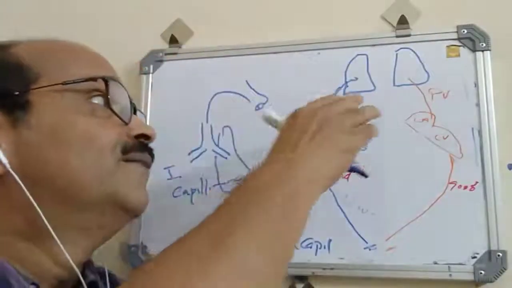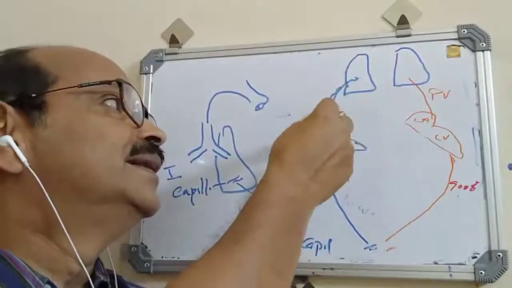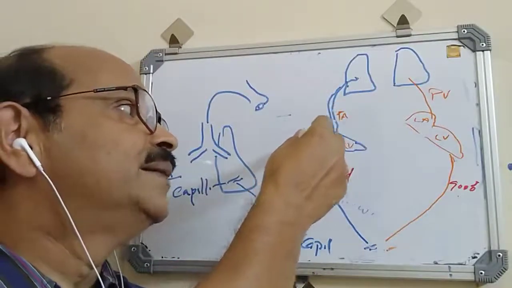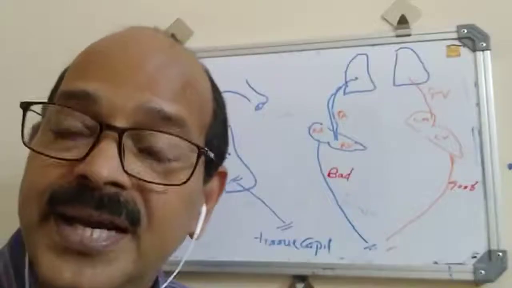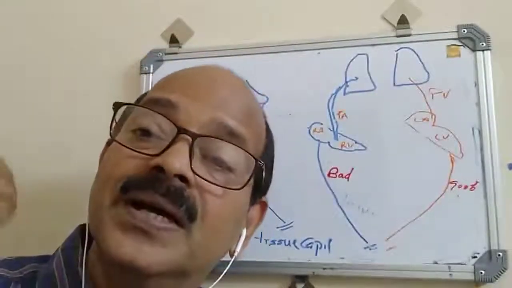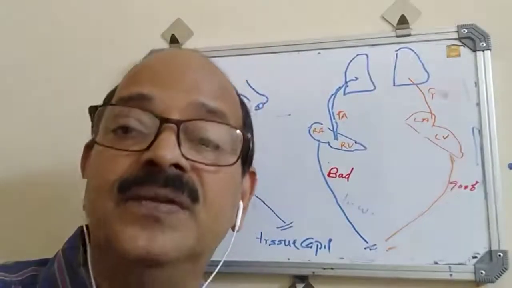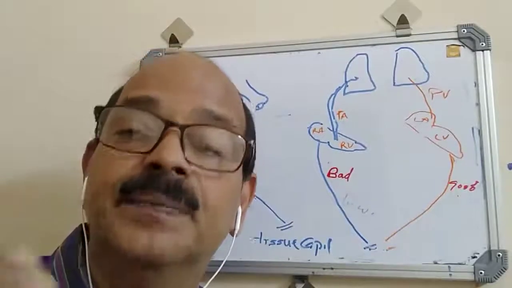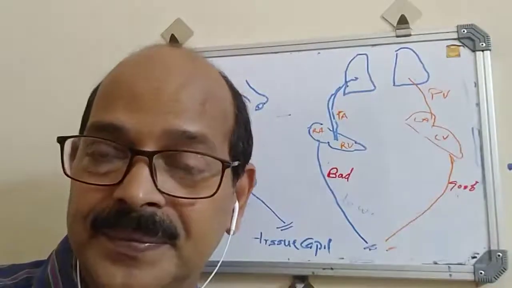Here, one very important thing I said: in the atrium and ventricle, in addition to a defect, there should be an obstruction, so that the right side pressure is above the left side.